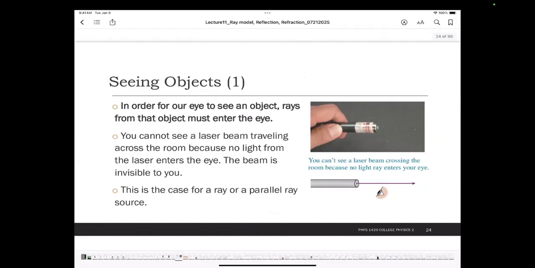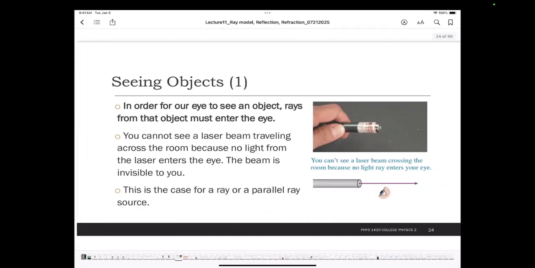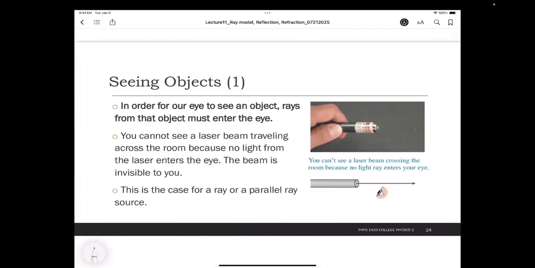let's talk about how we can see objects. In order for our eye to see an object, rays from that object must enter the eye. For example, here is a laser beam. If our eye is here or here, if you stand here and stand here, actually you cannot see the laser ray. Does that make sense to you? You can try that.